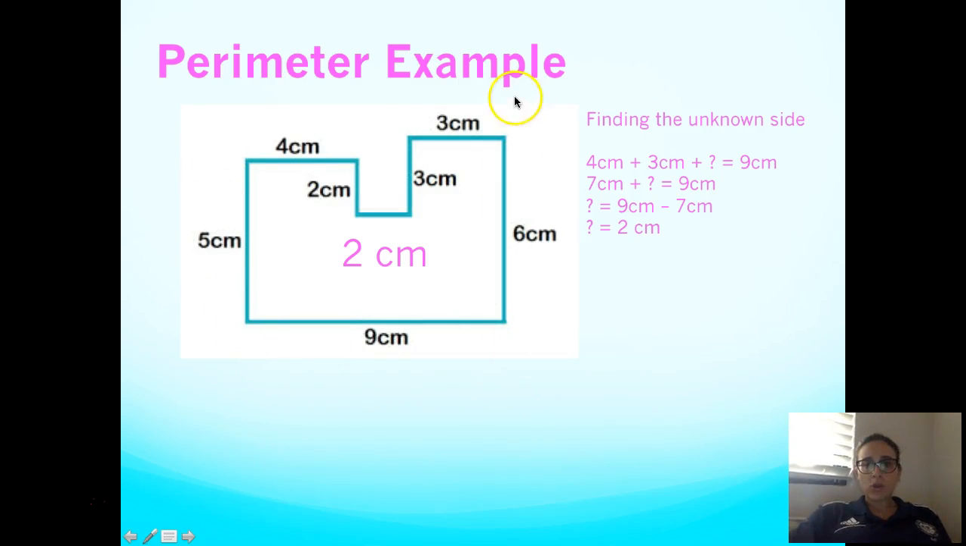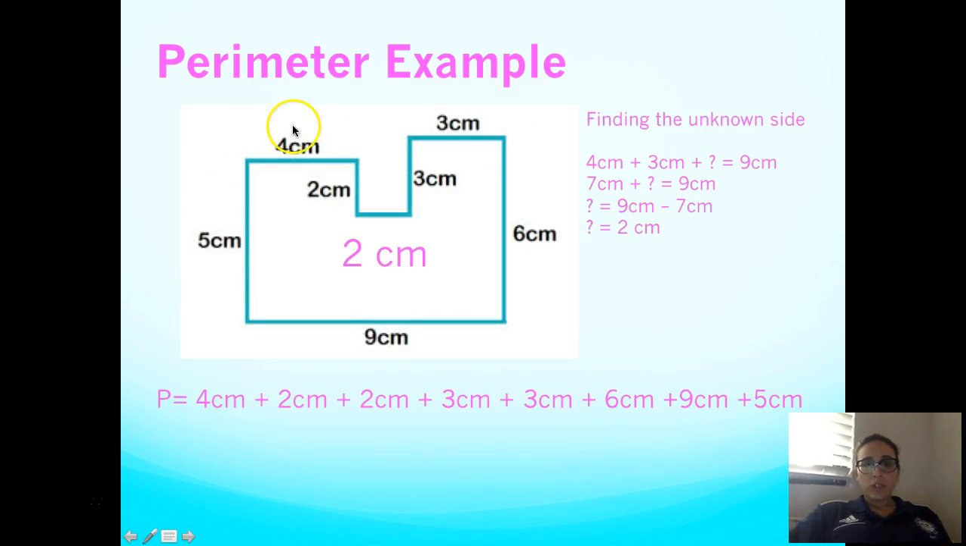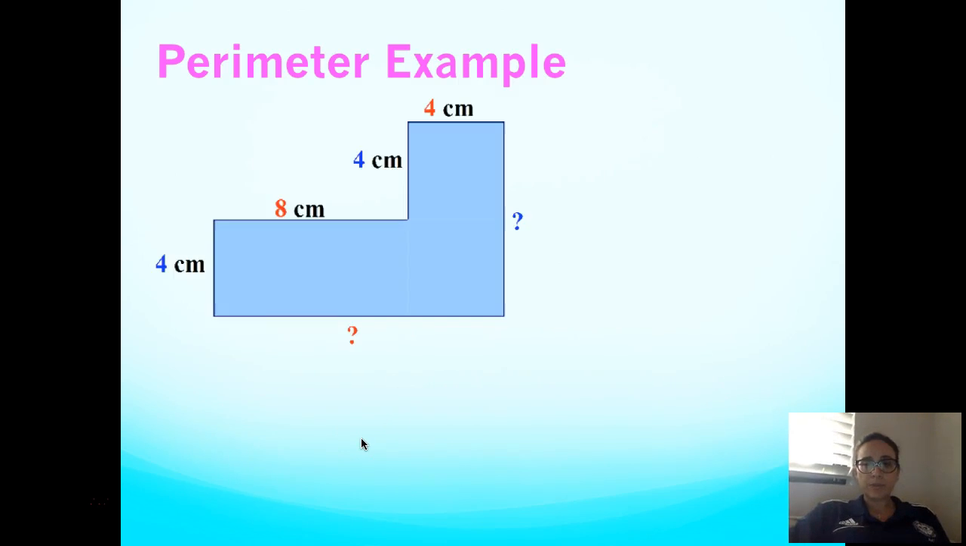Now we have all the lengths of this shape, so we can just simply add them all together to find the perimeter. So 4 centimeters plus 2 centimeters plus 2 centimeters plus 3 centimeters plus 3 centimeters plus 6 centimeters plus 9 centimeters plus 5 centimeters. That equals 34 centimeters. Let's do another example. Here we have another rectangle. We have another composite shape. But this time you can see that there are two sides that are unknown.